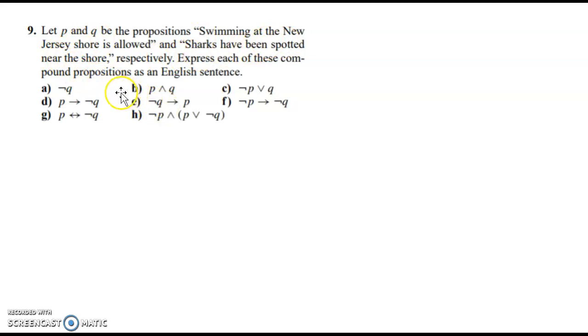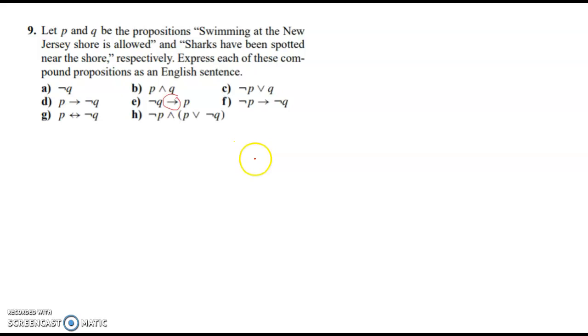Let me do one more. Let's try E. For part E, not only do we have to negate proposition Q, and this symbol is our implication symbol, which means if hypothesis, then conclusion. So in English, part E would be: if sharks have not been spotted near the shore, then swimming at the New Jersey shore is allowed. So that's what you would write for E.